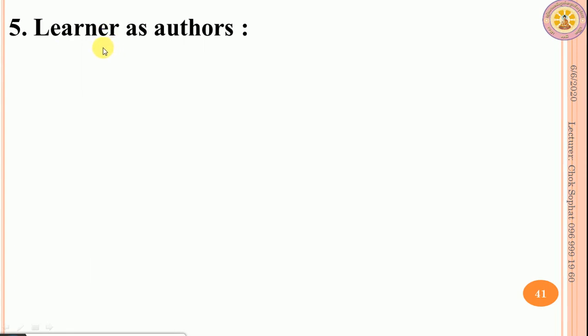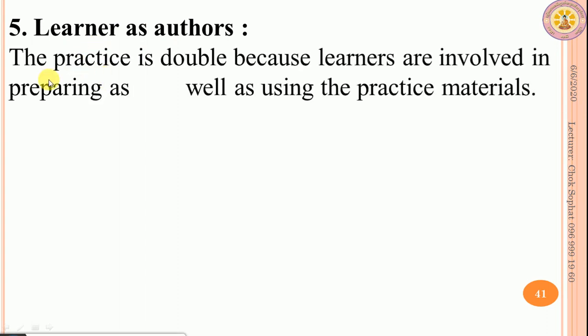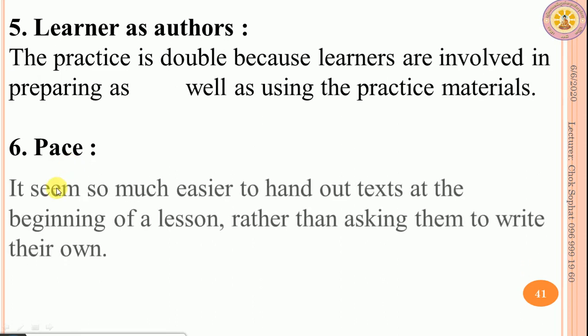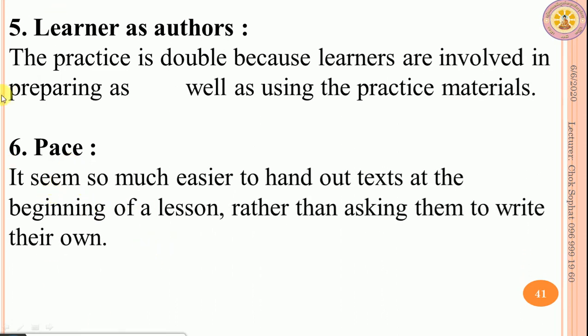Learner as author. In learner-based teaching, we ask the students to produce their language by themselves. That we call learner as an author. Practice is double because learners are involved in preparing as well as using the practice material. Pace. In learner-based teaching, they still know the pace of the activity or the lesson: what they do first, what they do next.